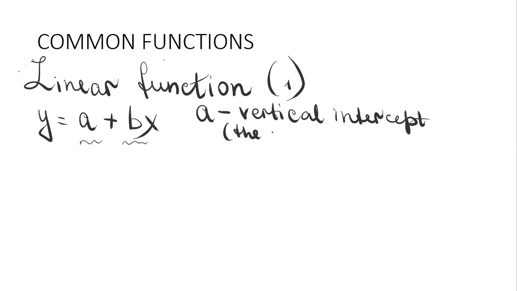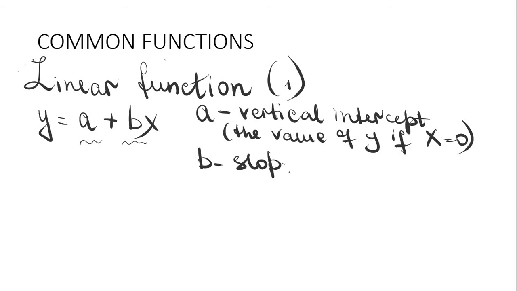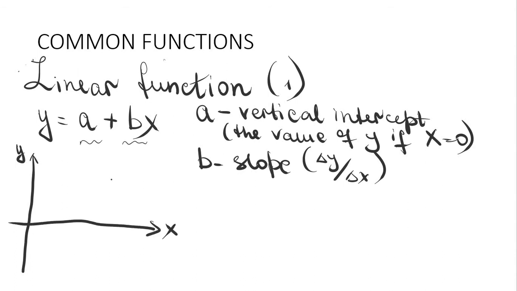or the value of y if x is equal to 0, and b will stand for the slope. So it's the derivative of y with respect to x, and it will show you by how many units y will change if x increases by 1 unit. So consider the following example. Here we have y, and here we have x.